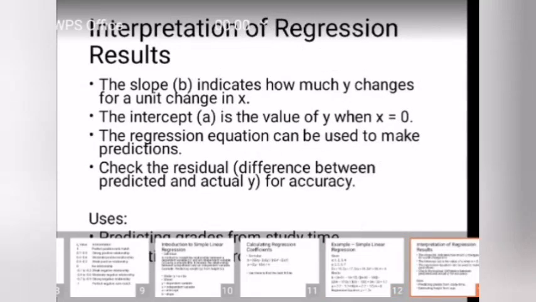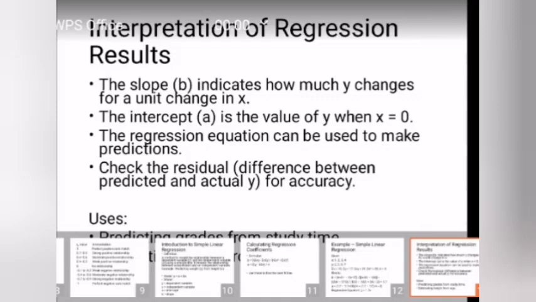So this is the way of interpreting regression results. So the slope b indicates how much y changes for a unit change of x. So if x is 1, how much will y change? If x increases to 2, y would also change. But this slope b is used to indicate how much change y will have for a unit change of x. That's 1 unit change of x.